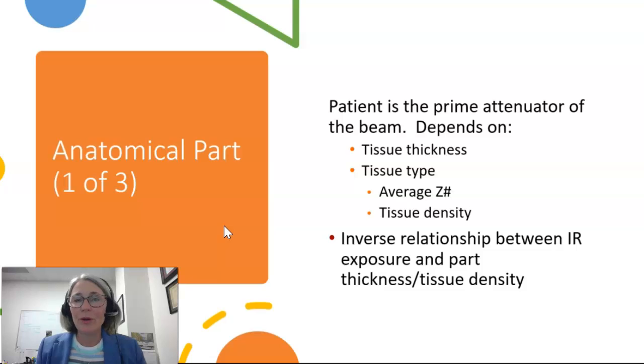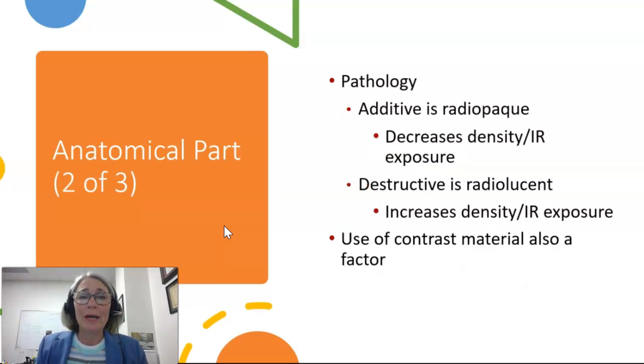Here, anatomical part. The patient is a prime attenuating factor of the beam. It depends on how thick the tissue is, what the tissue is made up of, right? So what's the Z number, and how tightly packed are all those atoms? There's an inverse relationship between the IR exposure and the part thickness and density. The thicker or more dense the tissue, the more it's going to absorb your photons, therefore your EI is going to change, okay?